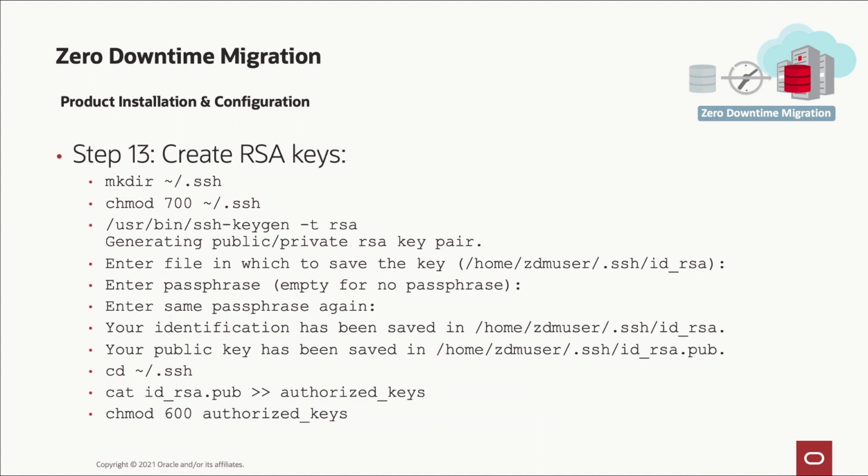Now the next step, which is really important, is to create the RSA keys. You can follow the process on how to do this by following these instructions. We'll move to the next slide, but don't worry, this is all available in the ZDM documentation and the step-by-step guide, as I mentioned before.